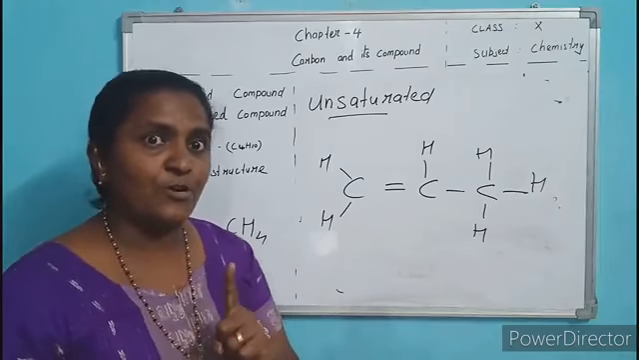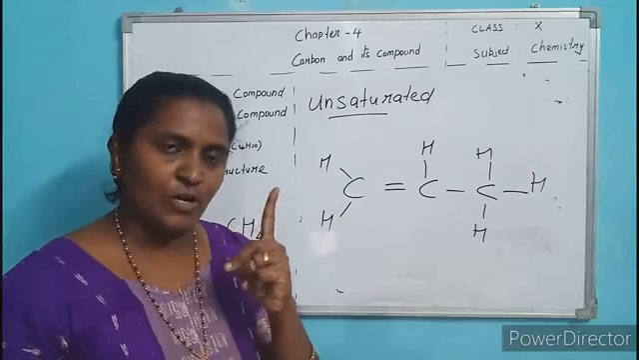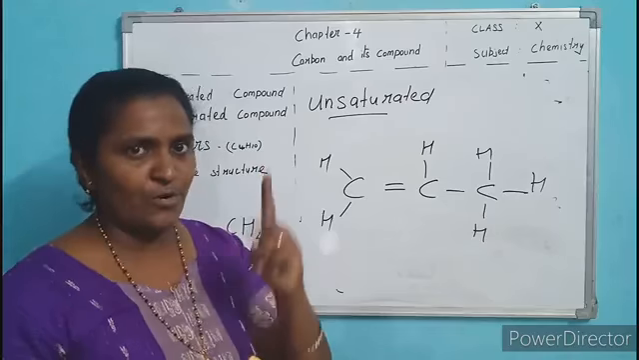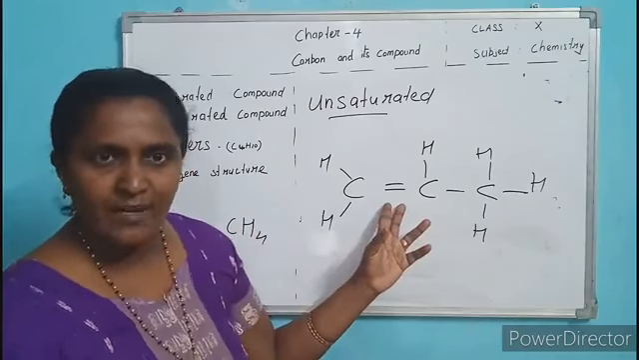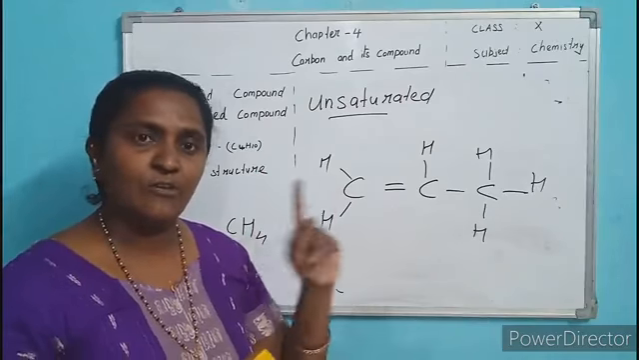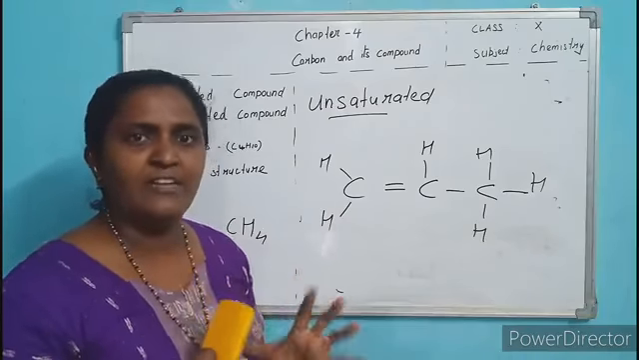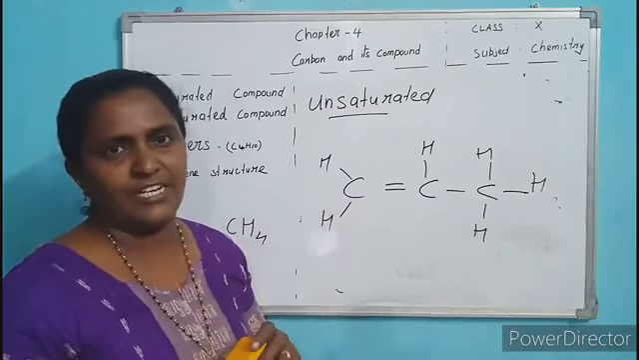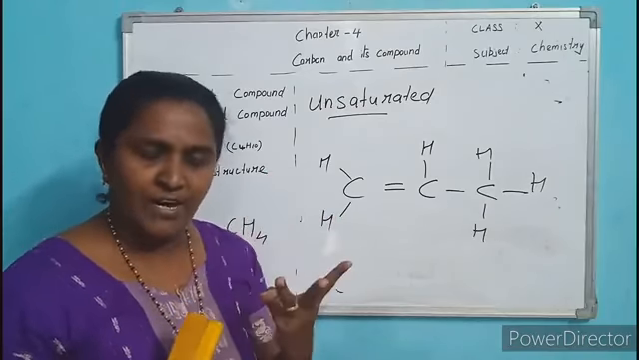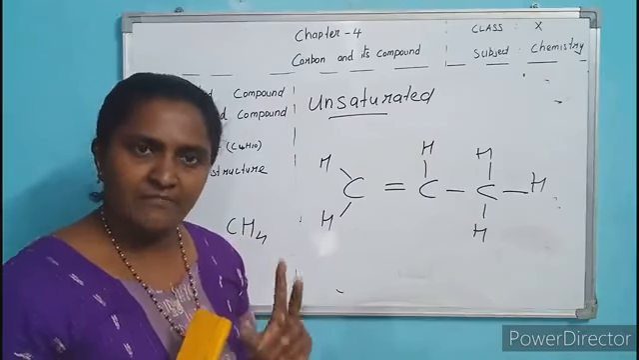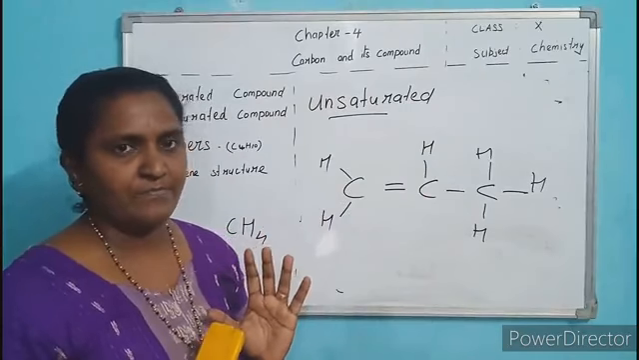Why is it called hydrocarbon? Because this compound is made up of only 2 elements, that is carbon and hydrogen. That's a hydrocarbon. And why is it called unsaturated? Between carbons there is one double bond existing. If there is a double bond between carbons, we can say it is unsaturated. If between 2 carbon atoms a double bond or triple bond is present, then we can say the compound is an unsaturated hydrocarbon.